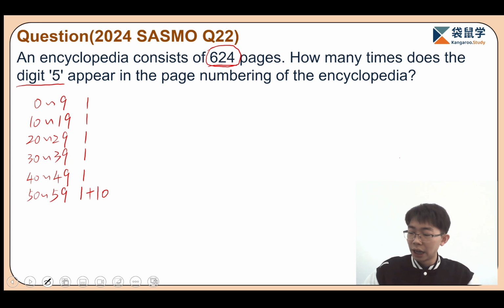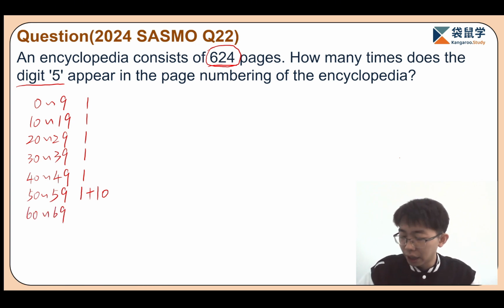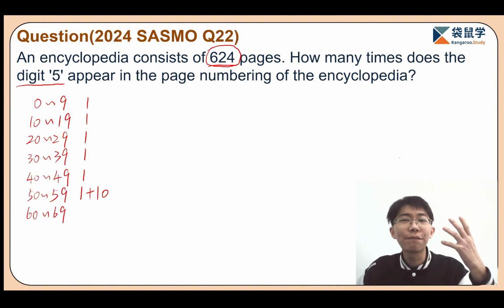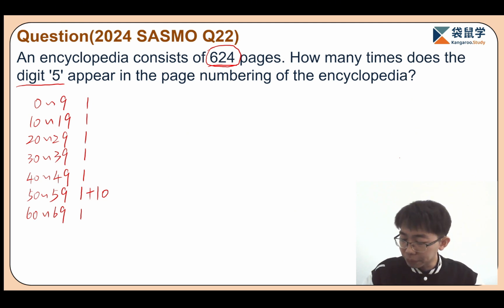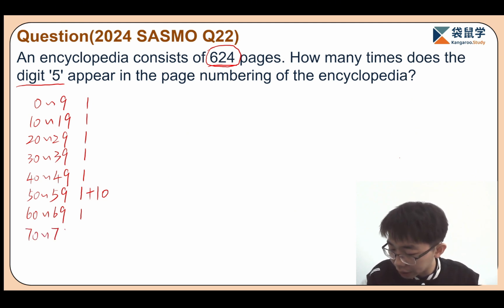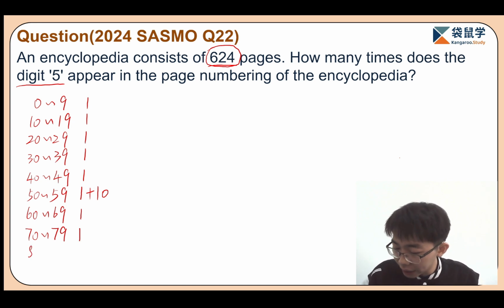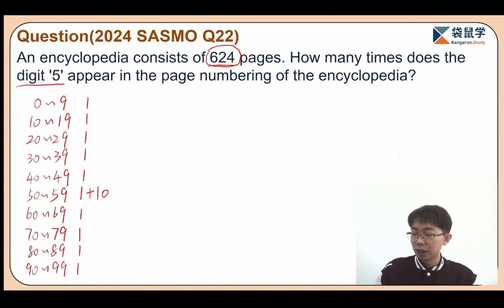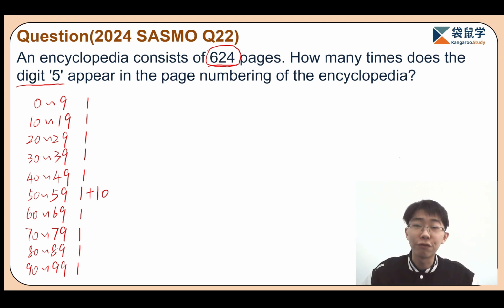Now let's take a look. After 59 should be from 60 all the way to 69. Again, how many 5 are there? 65 has a digit 5, so we have digit 1 here. The next group of 10 is from 70 to 79. Again, we have 1 digit 5. The next group should be from 80 to 89. Again, we have 1. The next group should be from 90 to 99. Again, we have 1.